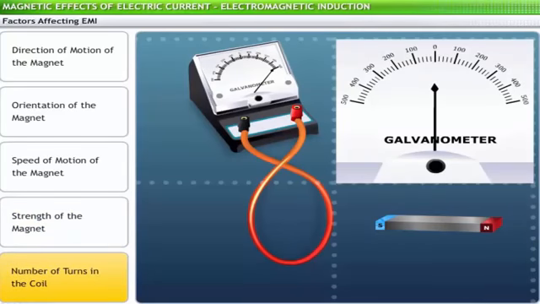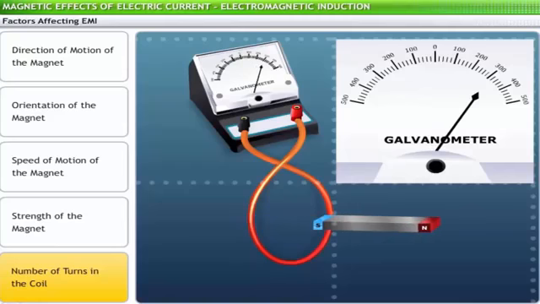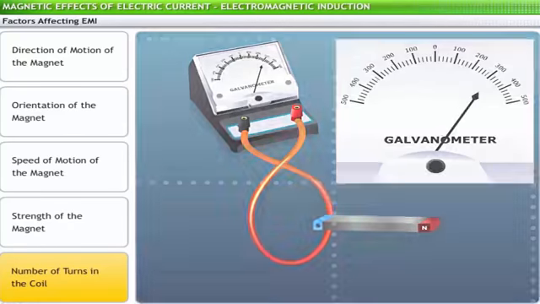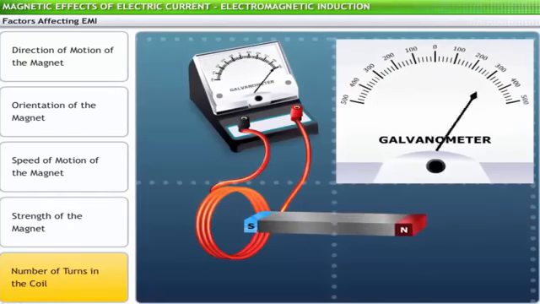Finally, the number of turns in the coil also affects the induced EMF. Using a coil with a greater number of turns increases the induced EMF.